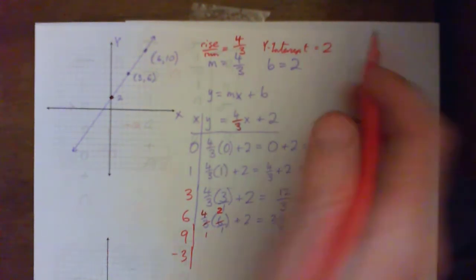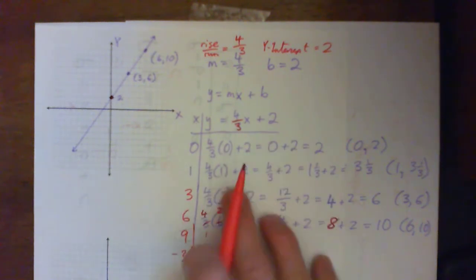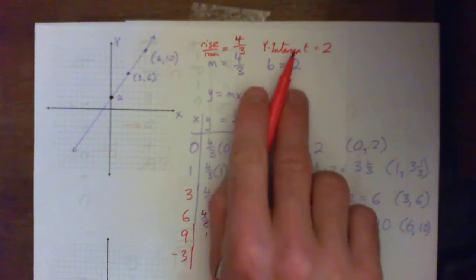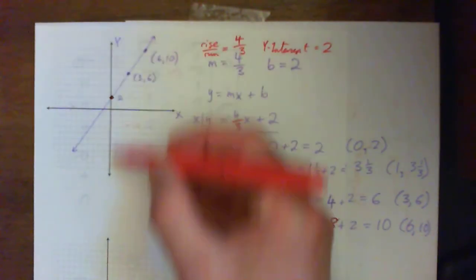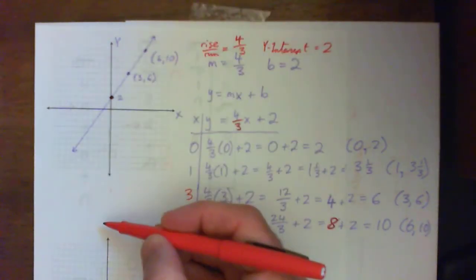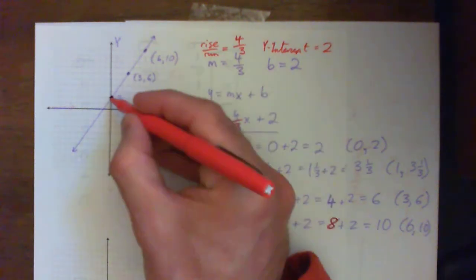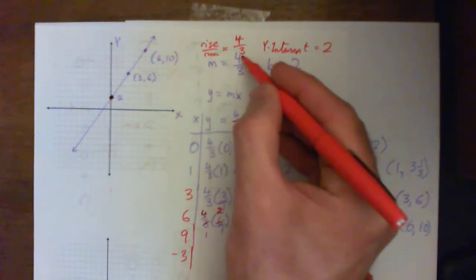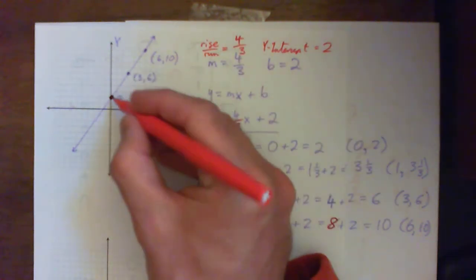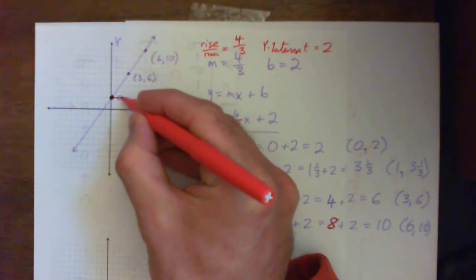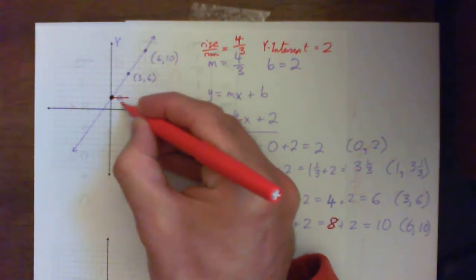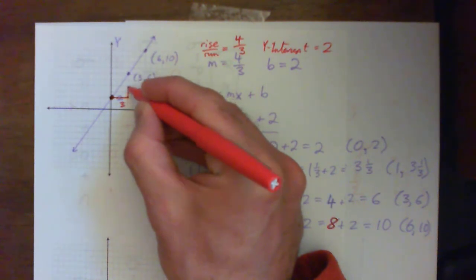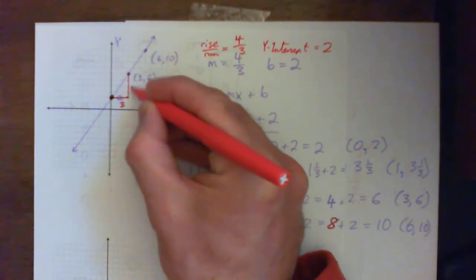So one way of doing it, we didn't have to do a table at all. I just did this to beat it to death. But we could just put your pen on 2 on the y-axis. Where's 2 on the y-axis? Right here, right? Yeah. And then we're going to run 3, we're going to rise 4. So run 1, 2, 3. I've just run 3. And then I'm going to go up 1, 2, 3, 4. I'm going to rise 4.